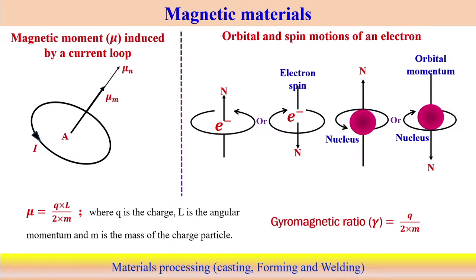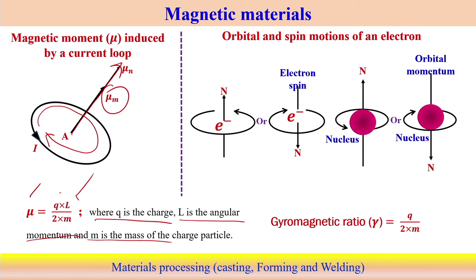Now here we represent magnetism in terms of the magnetic moment, and this magnetic moment can be induced by passing a current through a current loop. So for example, this is the current loop, this is the direction of the current, and this is the normal direction to it, and here mu m is the magnetic moment acting in this particular direction. Here mu can be represented as q times l divided by 2m, where q is the charge, l is the angular momentum and m is the mass of the charged particle. So this relation represents the induced magnetic moment by application of an electric current.